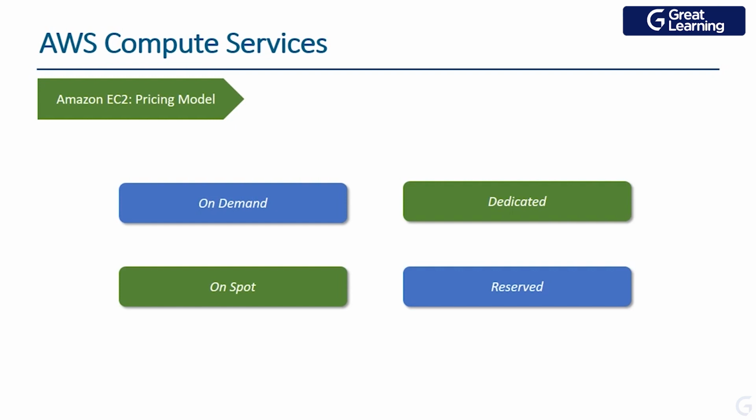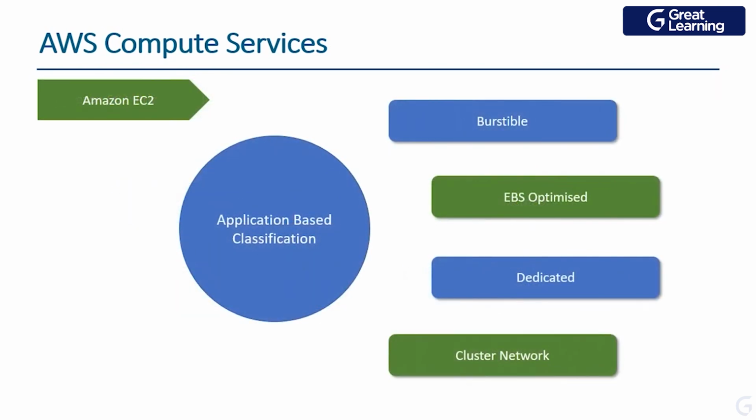So let us now go ahead and understand something else. Let us talk about their applications, right? So when you say a burstable instance, as I've already explained, it is something that performs at an optimal performance to start with.